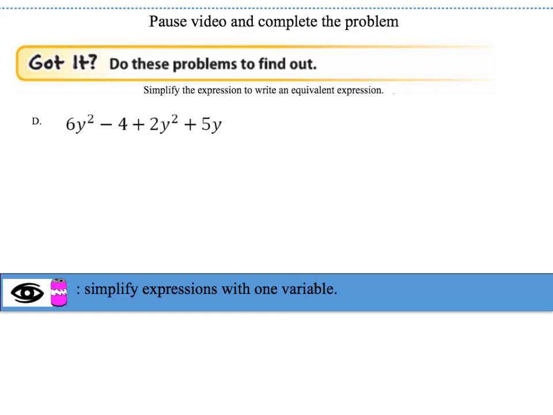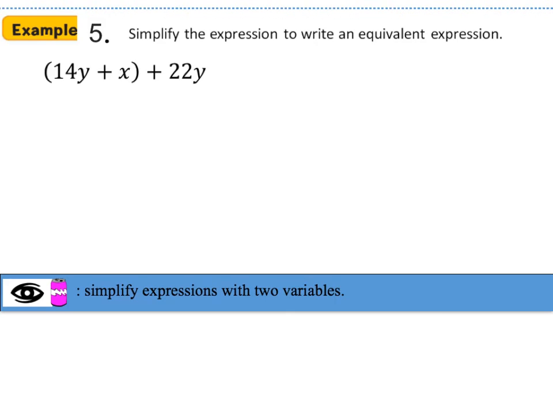So pause the video and complete this got it problem, and we'll discuss the answers in class tomorrow. Example 5 says simplify the expression to write an equivalent expression. So for this problem, our learning objective changes. It says that we're going to simplify expressions with two variables. In the previous slides, we've only had one variable. So we're going to go ahead and combine these like terms.